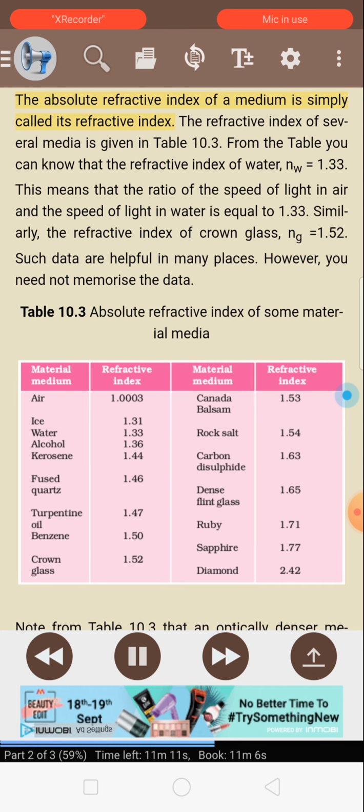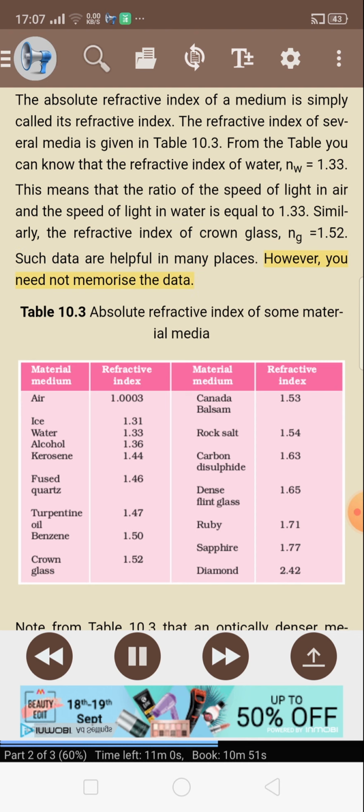The absolute refractive index of a medium is simply called its refractive index. The refractive index of several media is given in table 10.3. From the table you can know that the refractive index of water, nw, equals 1.33. This means that the ratio of the speed of light in air and the speed of light in water is equal to 1.33. Similarly, the refractive index of crown glass, ng, equals 1.52. Such data are helpful in many places. However, you need not memorize the data.